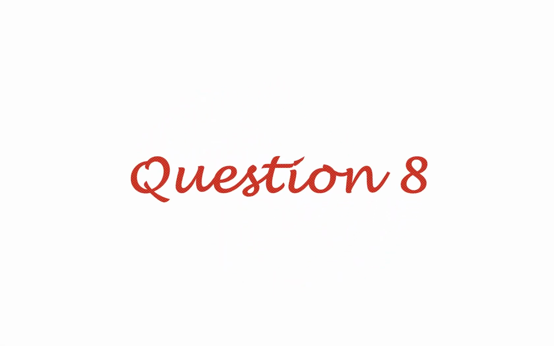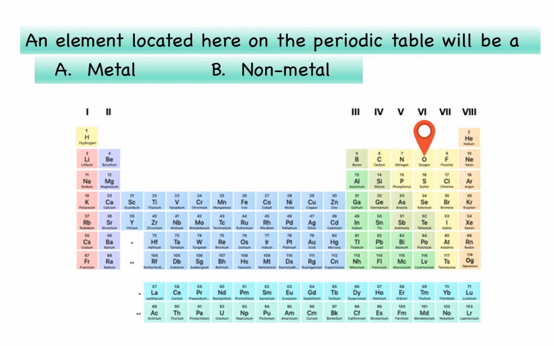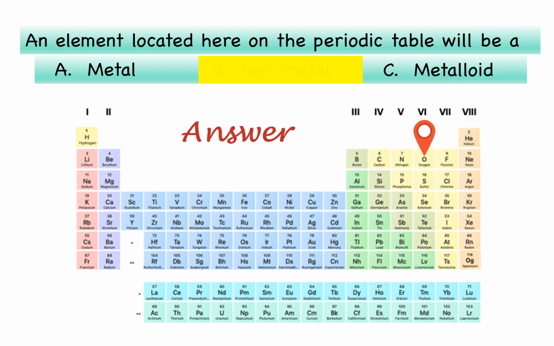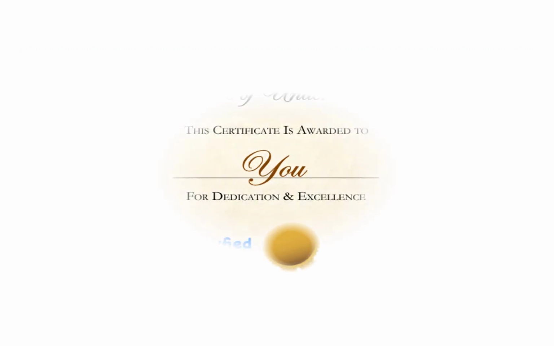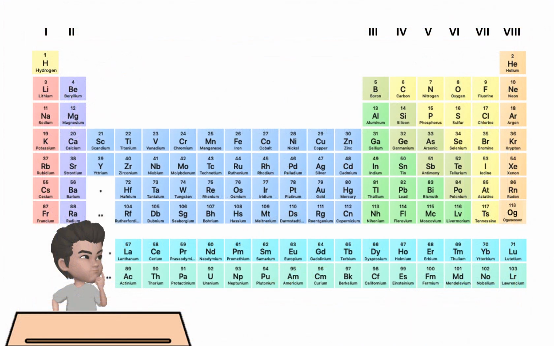And the last question, question 8. An element located here on the periodic table will be A, a metal, B, a nonmetal, or C, a metalloid. This element will be a nonmetal. Well done! Here is your certificate of understanding. You did very well on that quiz.